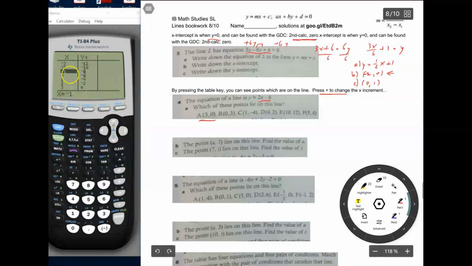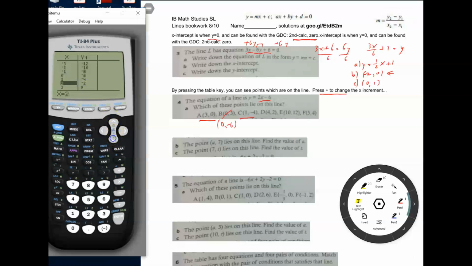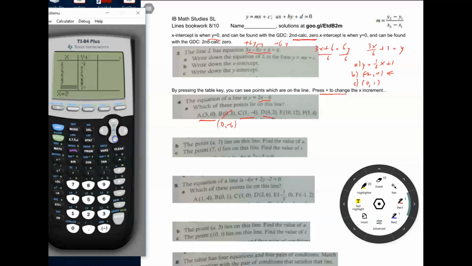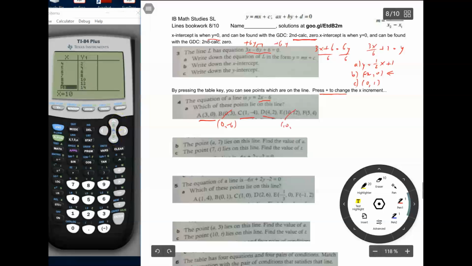Is 0, 3 on the line? No, it's 0, -6. Okay, so no, this is not. It should be 0, -6. What about 1, -4? Yeah, 1, -4 is. What about 4, 2? Looks like it follows the pattern. Yeah, 4, 2 is okay. What about 10, 12? 10, 14. Not quite. Okay, it should be 10, 14. What about 5, 4? Yeah, 5, 4 is there.